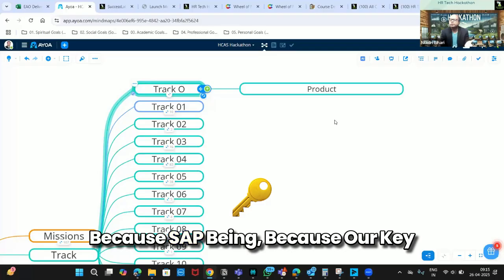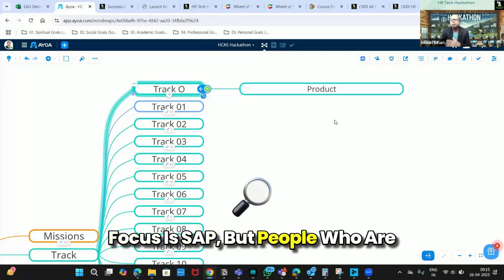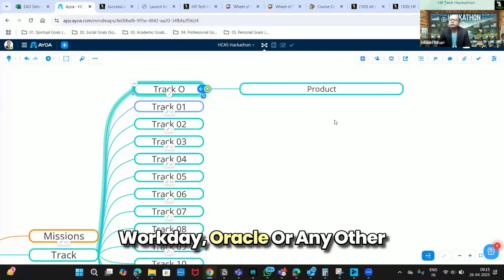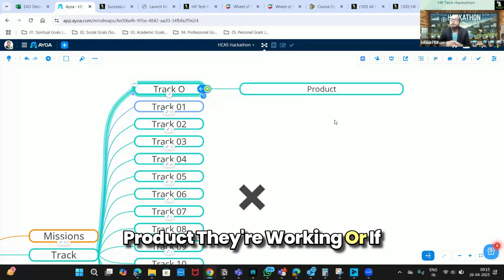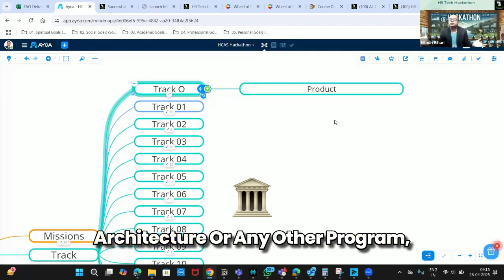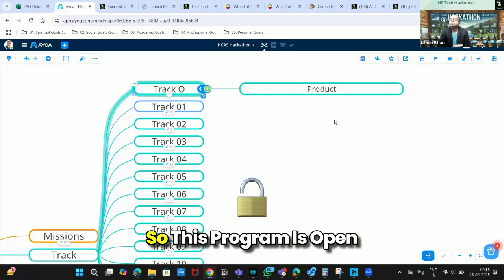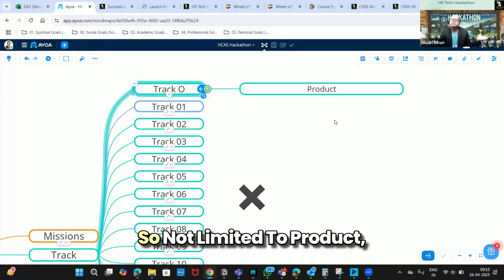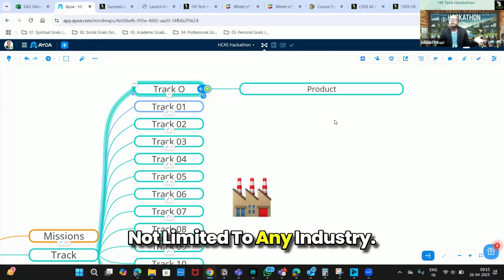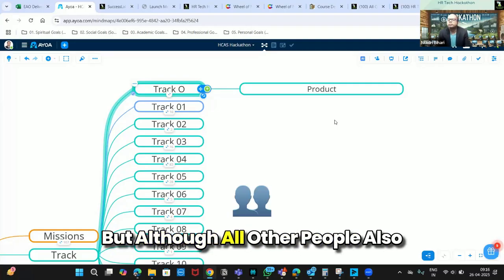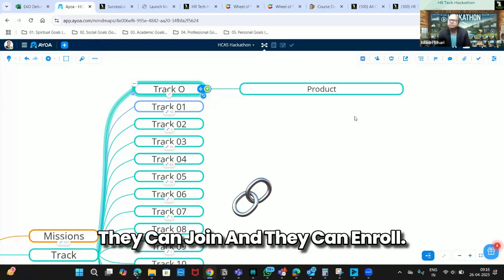Because our key focus is SAP, but people who are already working in other product areas like Workday, Oracle, or any other product, or if they're planning for enterprise architecture or any other program, they're also open to join. I will be curating the program accordingly. So this program is open for anyone, right? Not limited to product, not limited to any industry. Although the primary focus is on SAP SuccessFactors, all other people can also join and enroll.